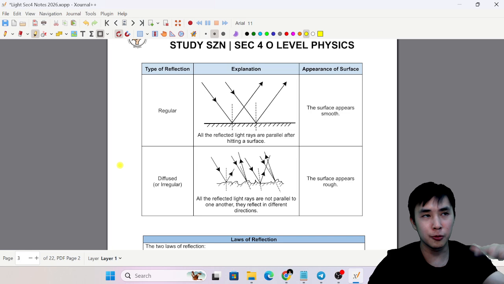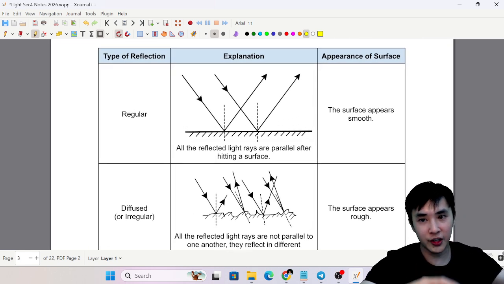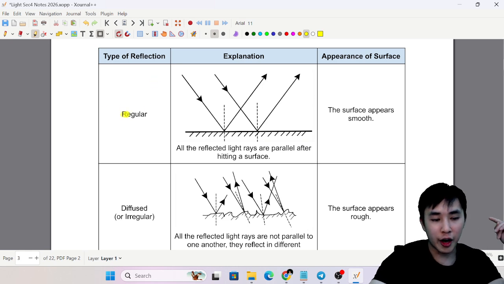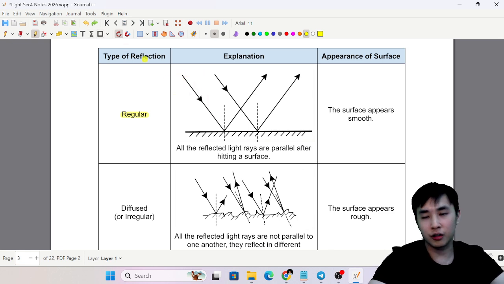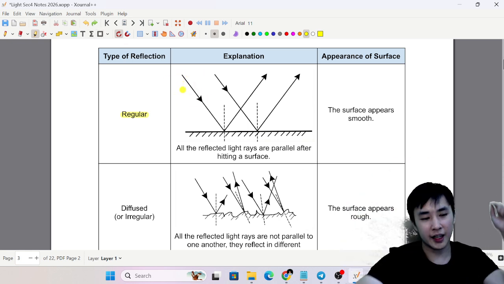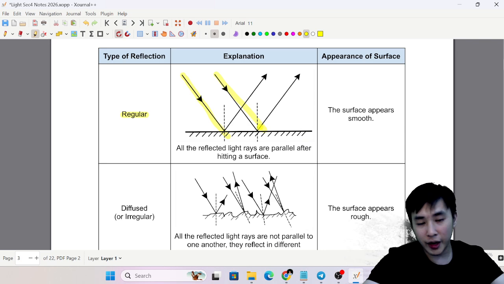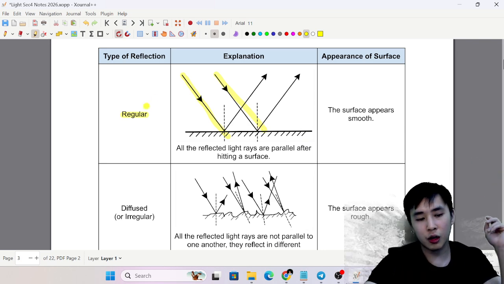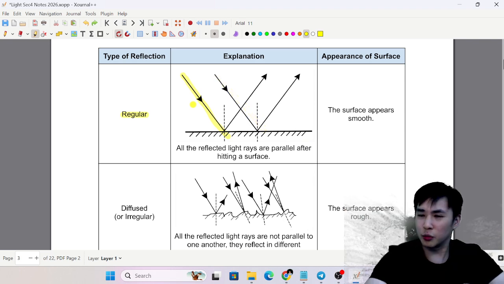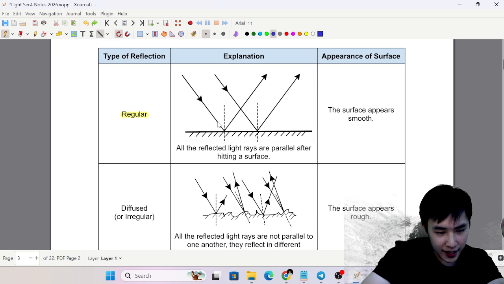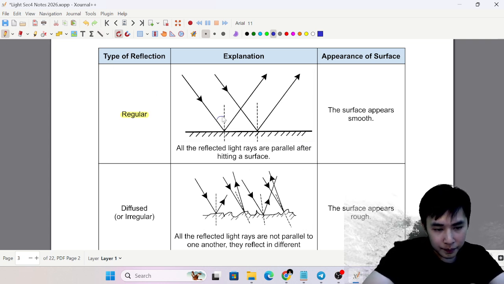I'll show you a couple of examples of reflection. If you have a very smooth surface, we call this regular reflection. Notice that you have parallel rays of light, or you can call them beams of light. These are the light rays. When there are multiple parallel rays coming together onto a regular surface, they actually rebound parallel as well. This should be no surprise, because the angle of incidence is going to be the same for both of them.